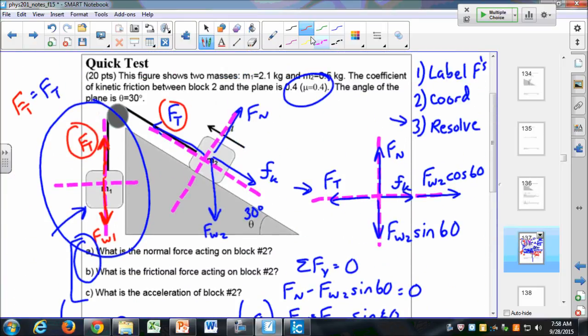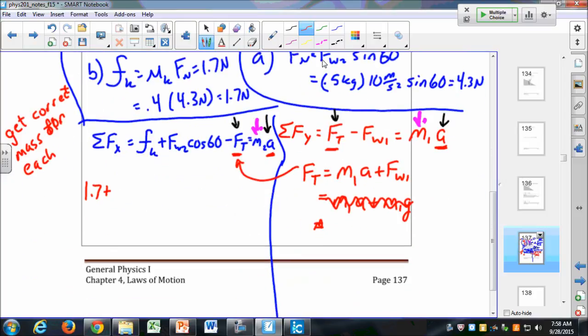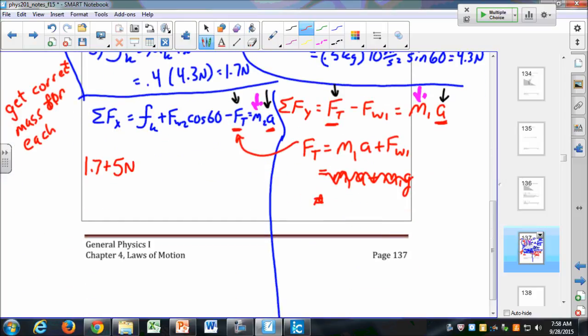What is M2? 0.5 kilograms. So Fw2 is 5 newtons. Cosine of 60 minus M1A minus Fw1. That's why I just substituted this in. I took both terms to be negative because it was a negative. And that's equal to M2A. What's the value for M2? 2.1 kilograms. So it's 2.1 times A. And then it's a matter of just solving that equation for A.